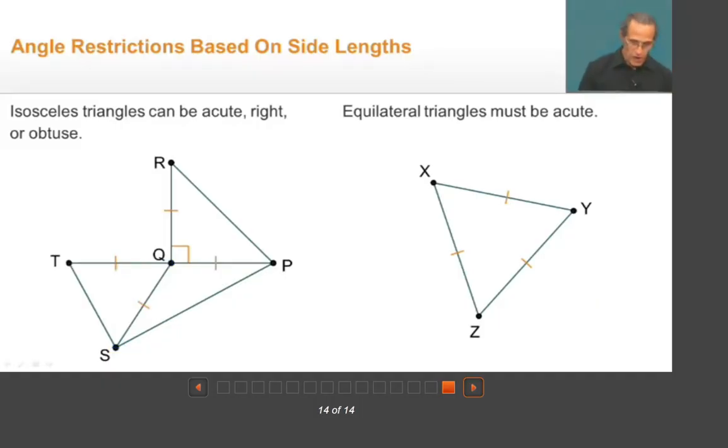We also have triangle PQR, and if you note the notation for perpendicular lines meeting, this means that we have a right triangle because angle Q is 90 degrees. And again, if you note the congruent marks, sides RQ and QP are congruent. So we have a right isosceles triangle.